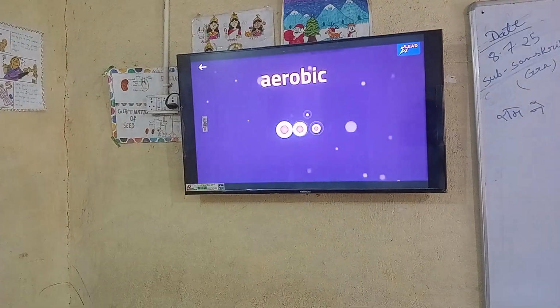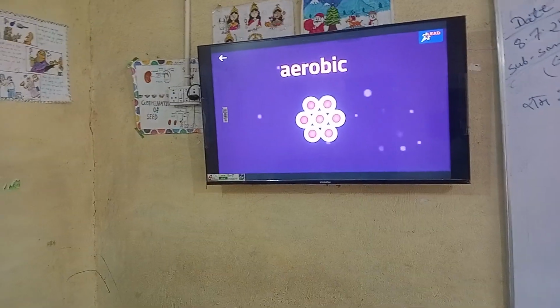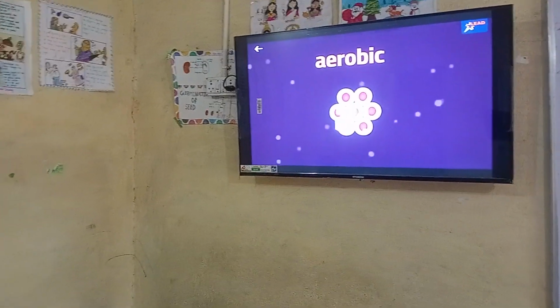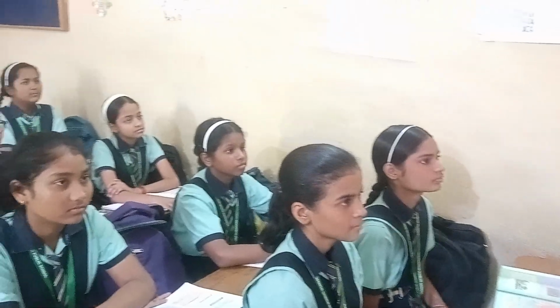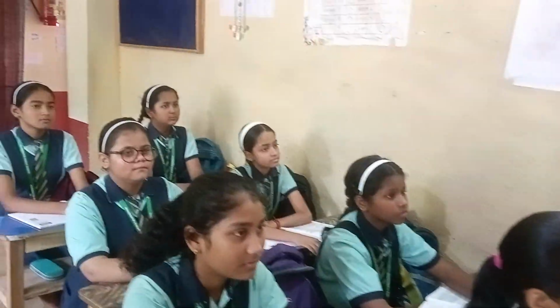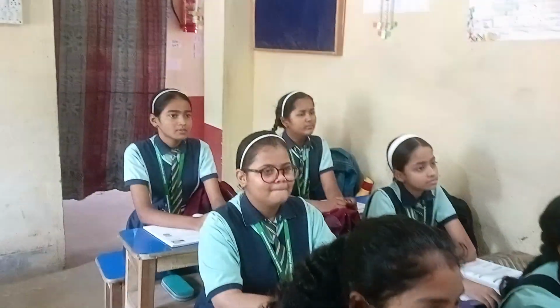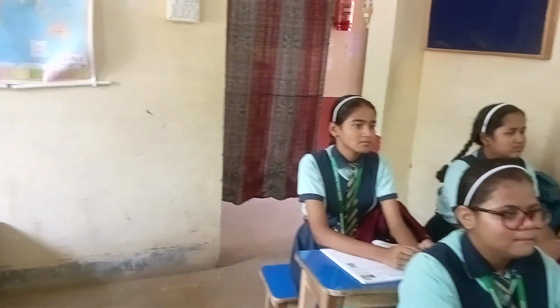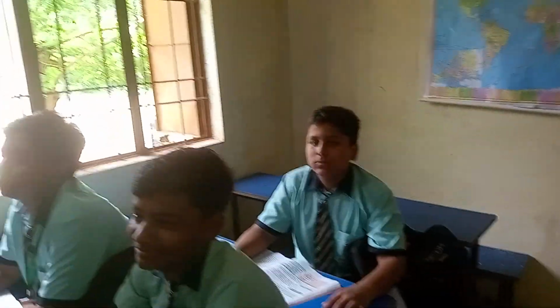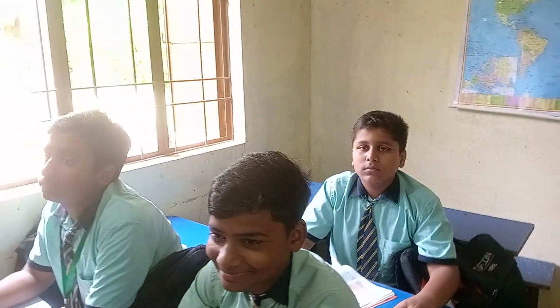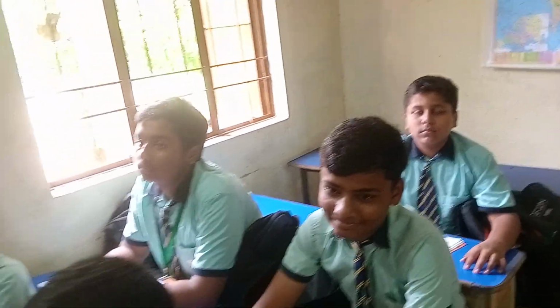Let's start by looking at aerobic respiration. Aerobic respiration releases energy inside the cell by breaking down glucose in the presence of oxygen. It is represented by this equation. The glucose from the digested food is broken down into carbon dioxide and water along with the release of energy.